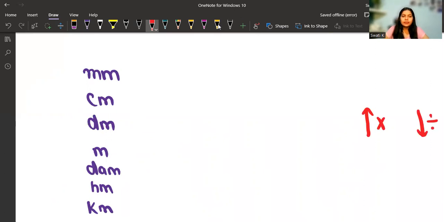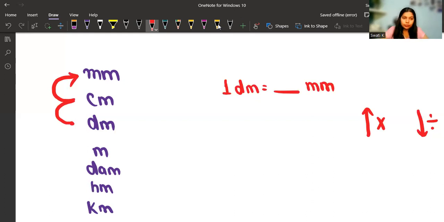For example, you want to find out 1 decimeter equals how many millimeter. Where are you? You are at decimeter, right? Where do you want to go? You want to go to millimeter. How many steps are you taking? 1 and 2. 2 steps you are taking, that means 20, and then put a 1, so it's 100. Now you ask yourself, did you go up or did you go down?